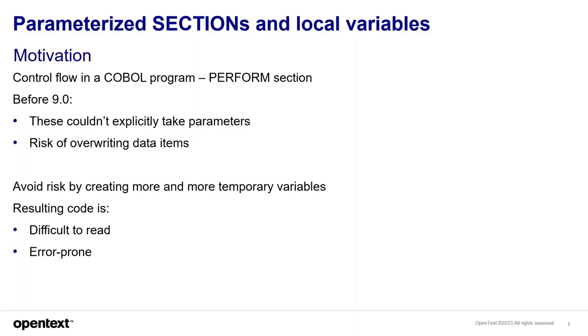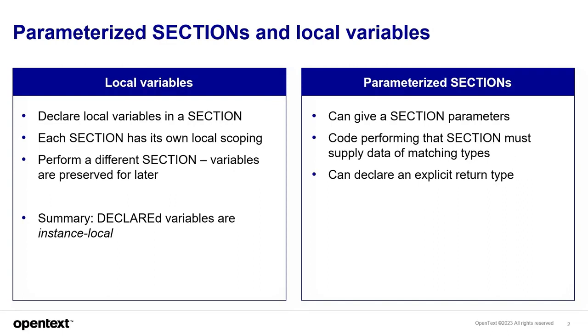Control flow in a COBOL program is typically done by performing sections. Prior to 9.0, sections couldn't take parameters. Sections were only able to operate on variables which were being shared with the rest of the program, and this creates a risk of overwriting or corrupting variables which are being used elsewhere, especially in larger programs. Programmers can try to avoid this by creating lots of temporary variables, but this still isn't a great solution because you end up with code that is difficult to read and error-prone. These new features aim to address that problem.